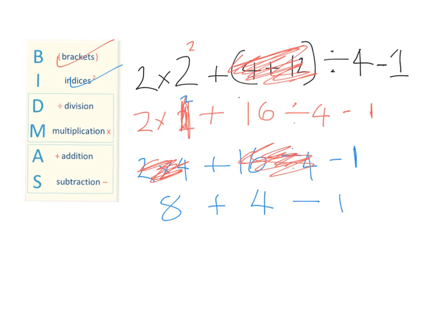Okay, same deal here. Let's have a look. The last box is addition and subtraction. So we're going to do those left to right. Doesn't matter if it's subtraction first or addition, just go left to right. 8 plus 4 is 12 minus 1, and your last answer is 11.